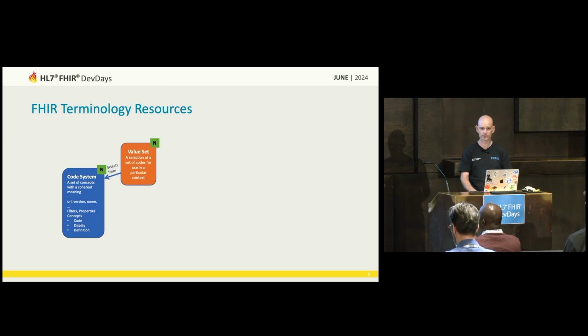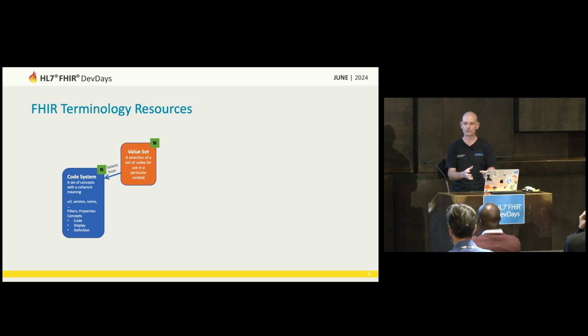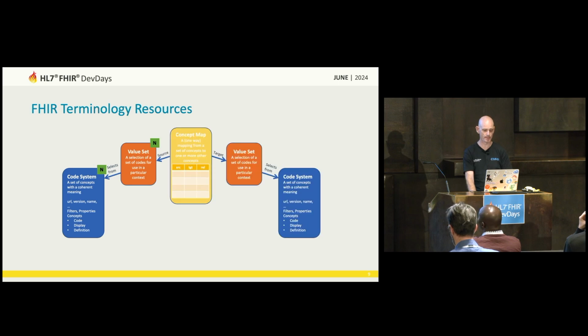Then you have a value set. So a value set is a thing that selects a set of codes to be used in a particular context. They might be the set of codes that I've defined as the binding for a particular element for a data exchange. They might just be a set of codes that I'm using as a reporting category, but they're a way of identifying a set of codes for a particular purpose. And they select from one or more code systems, so value sets can actually span code systems.